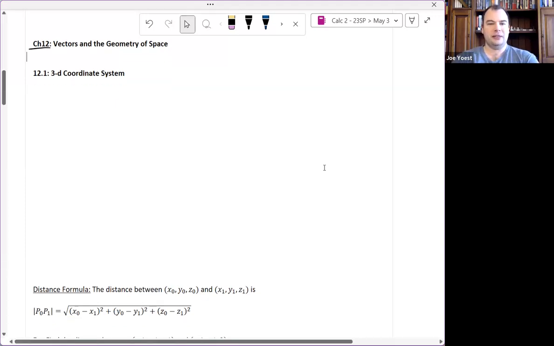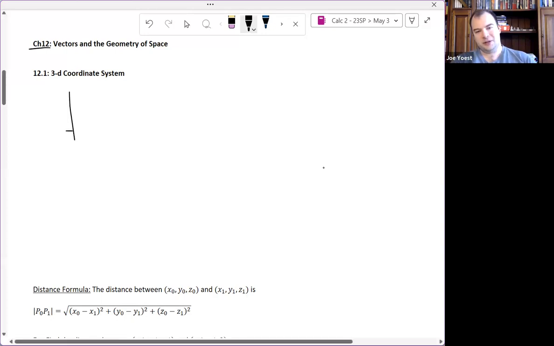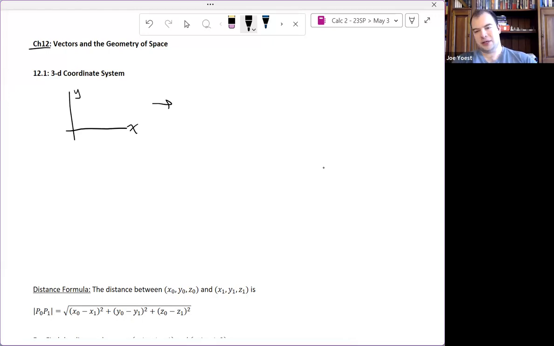So we're now talking about the 3D coordinate system. We are very familiar with the 2D coordinate system, X and Y, the Cartesian plane. Now we're talking about the 3D coordinate system: X, Y, and Z. So here we have three axes.